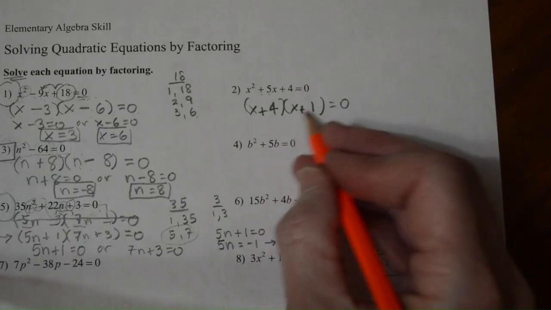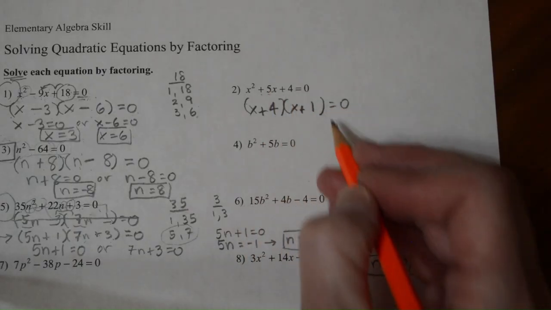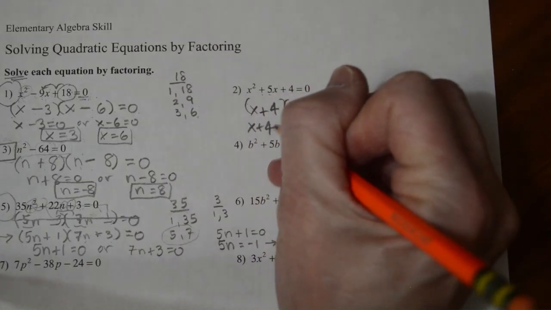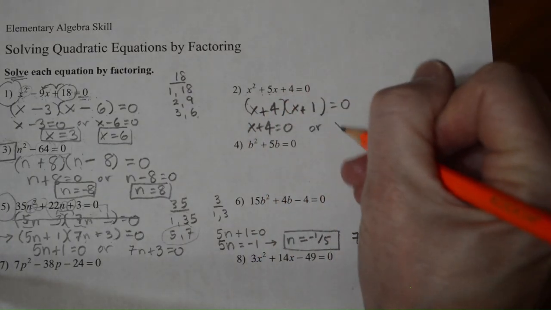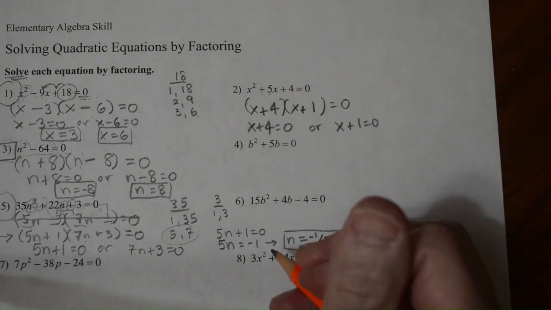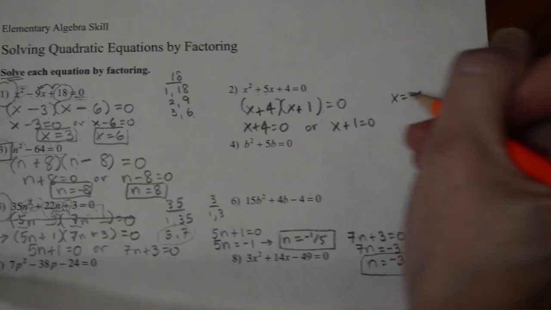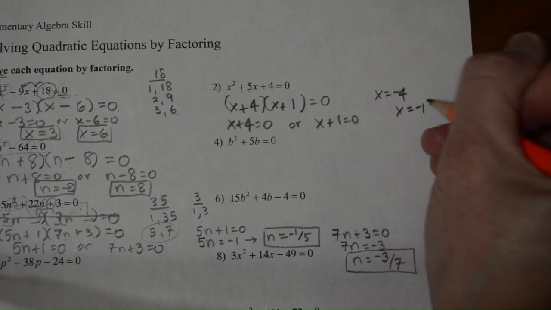Those two will add together to give me that 5x, but multiply together to give me 4. All right, so that says that x plus 4 equals 0 or x plus 1 equals 0. And then this is going to tell me x equals -4 or x equals -1.